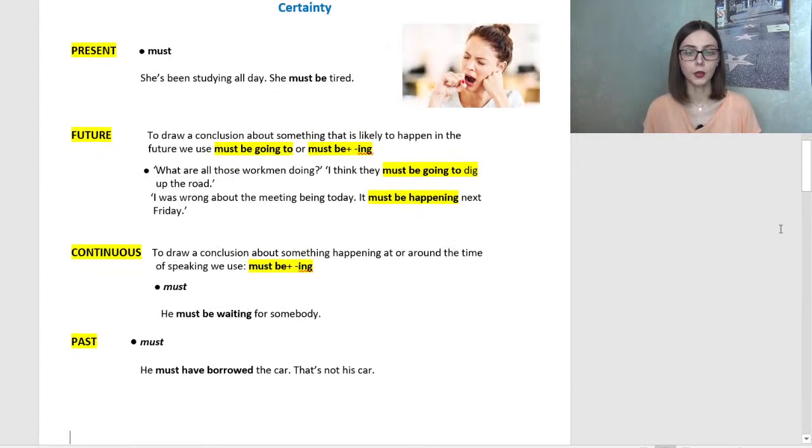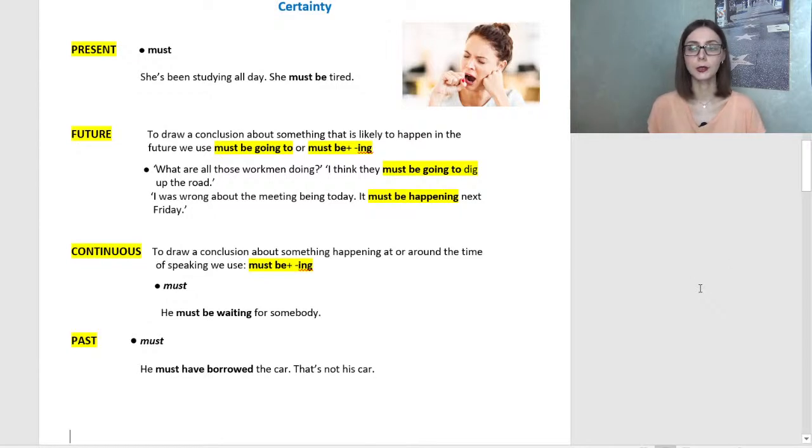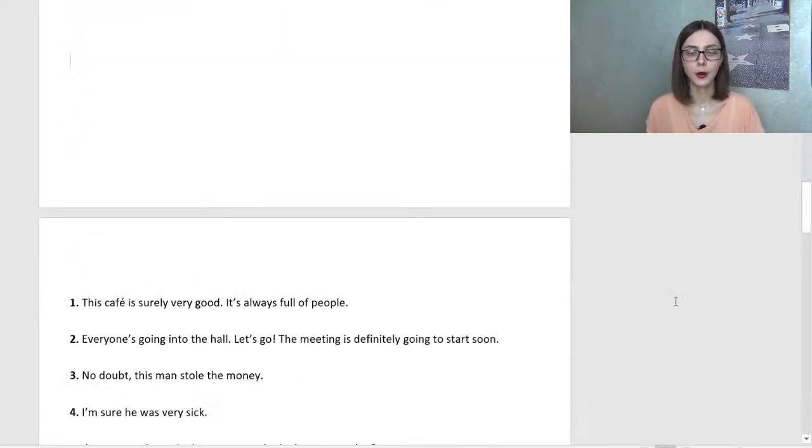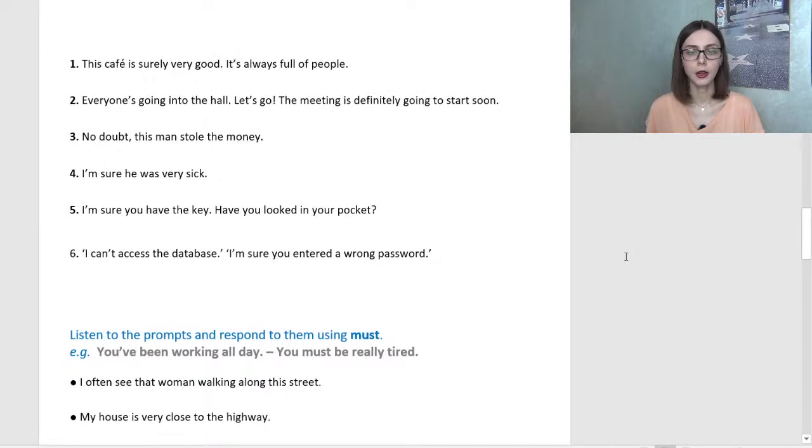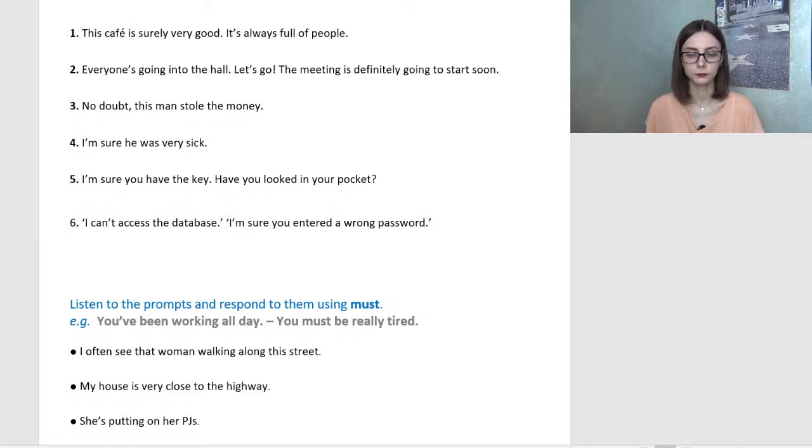So guys, now let's practice more. Again, when you talk about certainty, it's still an assumption, but you are more certain, so you would use must. Let's practice this a little bit more. Here I have the task for you. We need to make some assumptions. The first one: this cafe is surely very good. It's always full of people. So instead of saying this cafe is surely very good, you can say this cafe. What can you say, guys? What do you think?